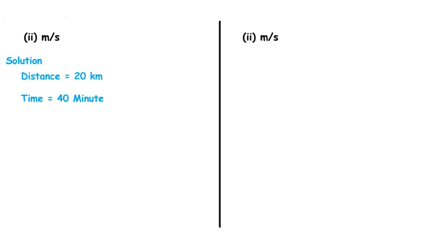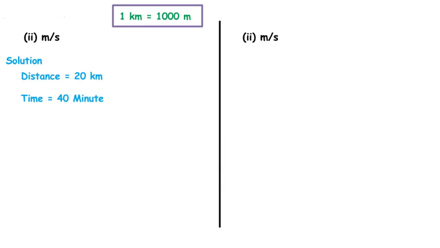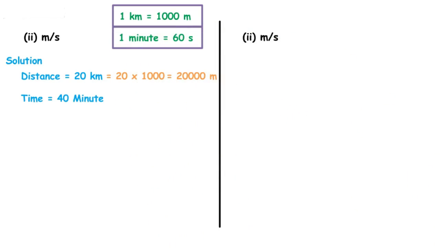To find the speed in meter per second, 1 kilometer equals 1000 meters. 20 kilometers equals 20 times 1000 equals 20,000 meters. And 1 minute equals 60 seconds. So, 40 times 60 equals 2400 seconds.